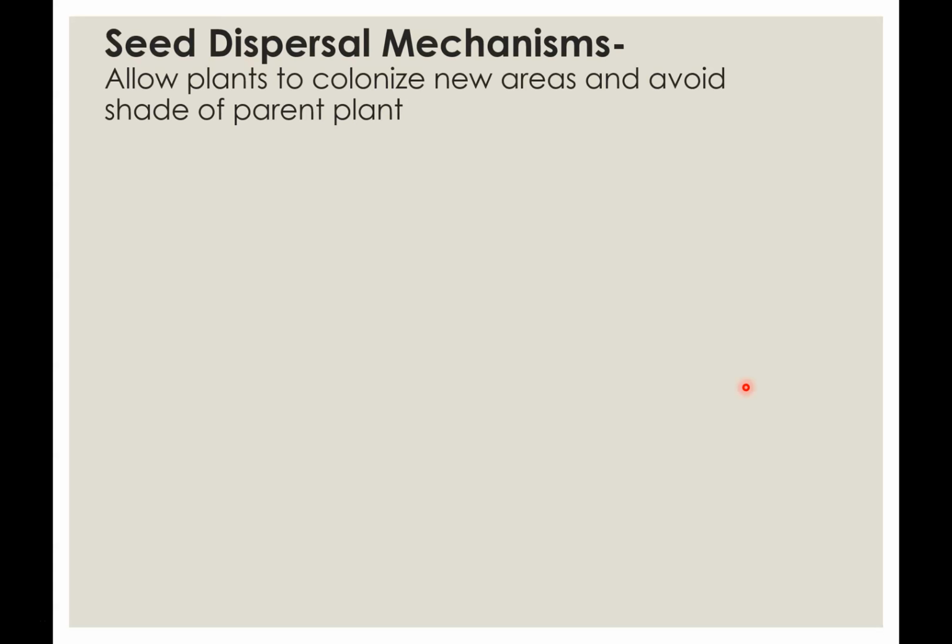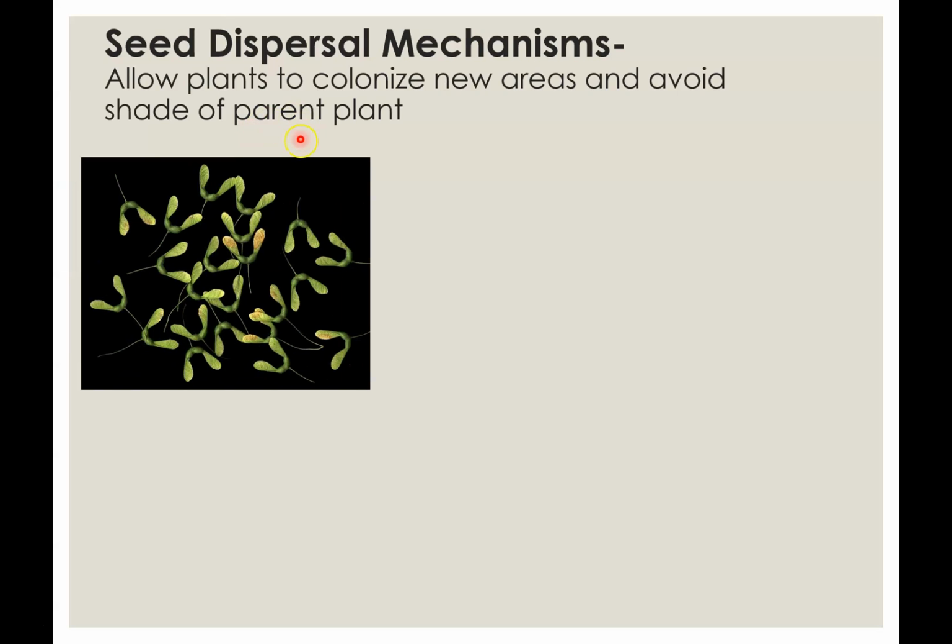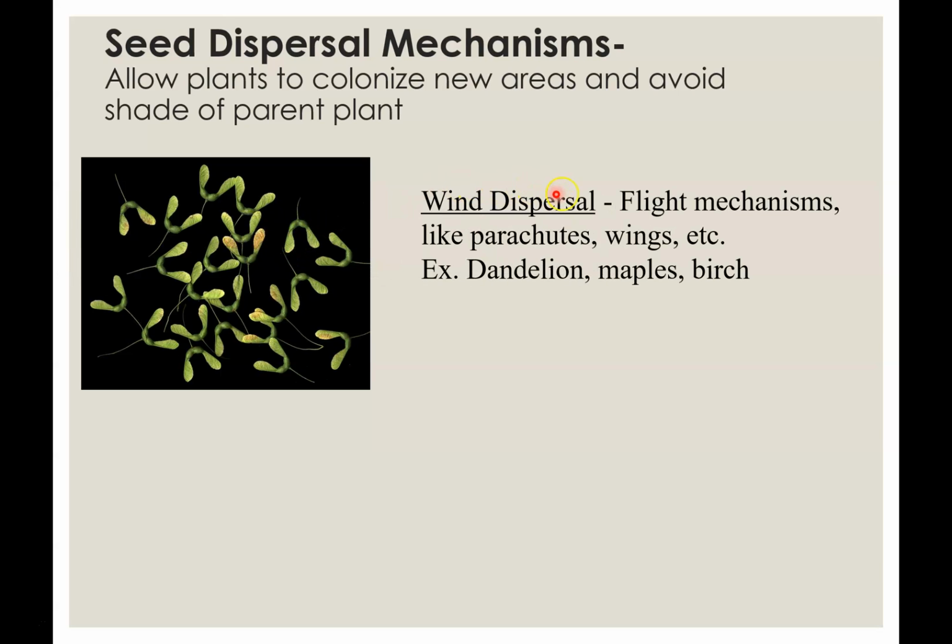Once the seed is ready, there are mechanisms for how plants disperse those seeds that allow plants to colonize new areas and avoid the shade of the parent plant, because they need to find a space to photosynthesize. So they might have, for example, leaves that are easy to be blown away by the wind. So for wind dispersal, they tend to have kind of wings. This is common in some of the trees that we see around here in Canada. They have flying mechanisms like parachutes, wings, etc. Some that do amazing dispersal are the dandelions and maple trees, as well as birch.